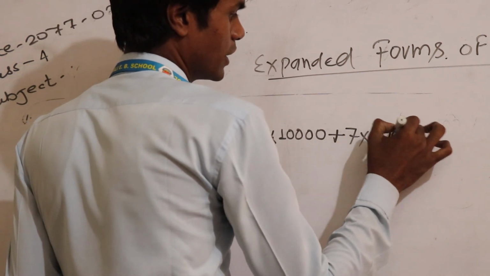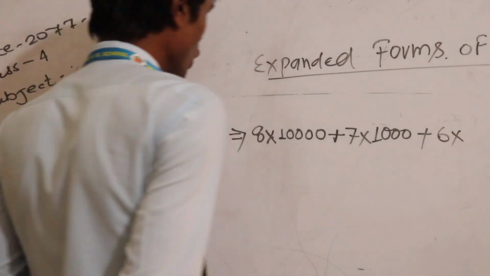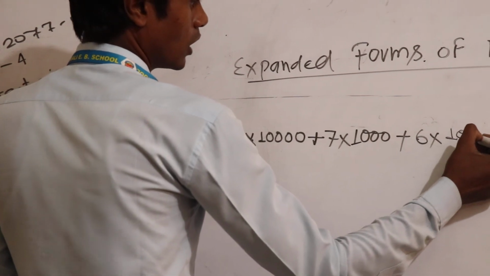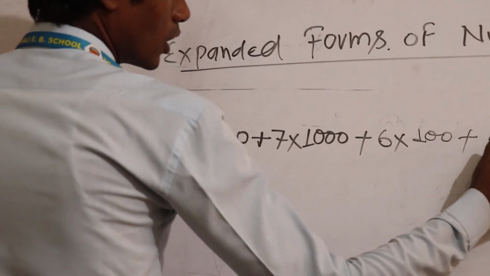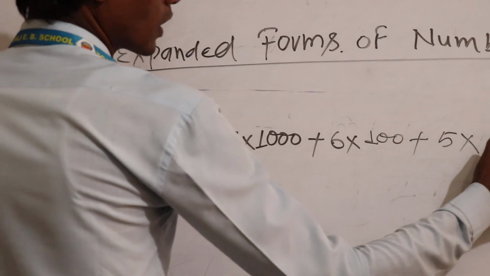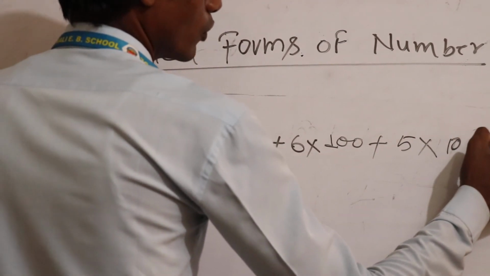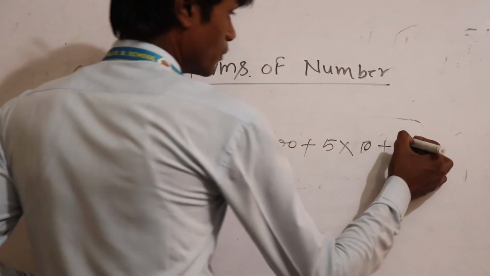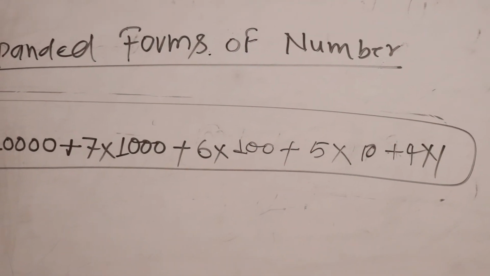1000. Again, 6. The place value of 6 is what? 100. Again, 5. The place value of 5 is what? 10. And at the end, 4. The place value of 4 is what? 1. This is the expanded form. Understand?